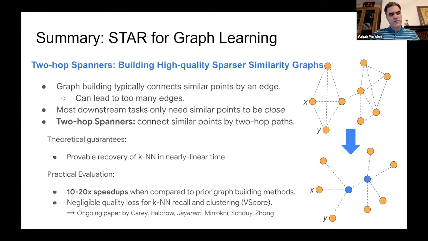To summarize the second part, we developed this two-hop spanner technique that helps us build much sparser graphs that can be used to solve several downstream tasks at scale. Provably, we can recover the KNN graph in nearly linear time, but in practice we also see big improvements that we report on big data sets. Some of the data sets that we develop and analyze in this paper have up to 10 trillion edges, by the way.